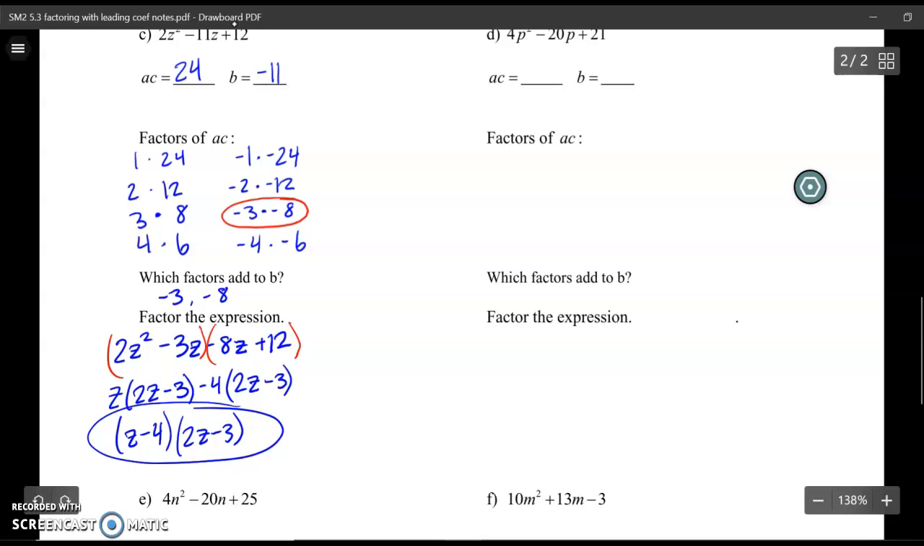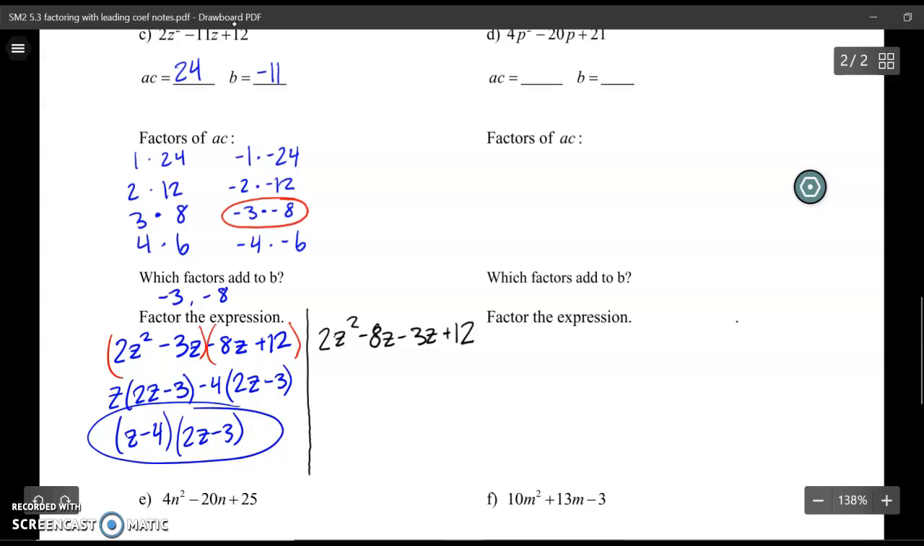Okay, I want to talk about something else really fast. You kind of saw me going back and forth about if I wanted to put the negative 3z or the negative 8z first. Let's talk about the order. I'm going to switch the order here. I've already done it with negative 3z first. Now I'm going to switch it and do the 8z first and see if it matters.